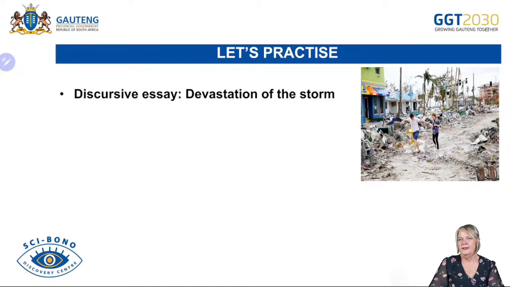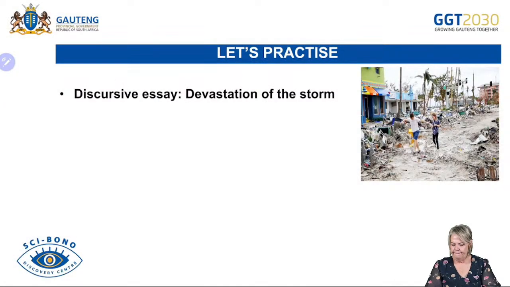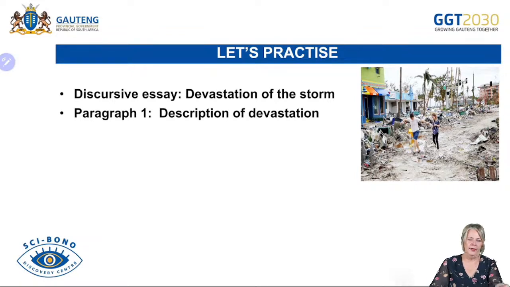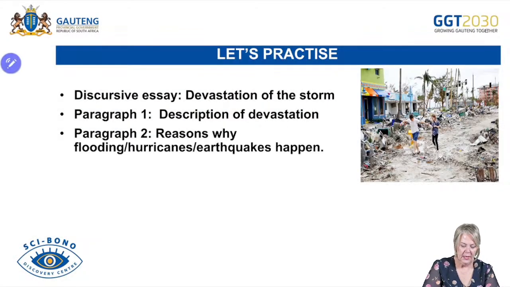So the discursive essay here could be something like the devastation of the storm. Now we've dealt with it. We've talked about the devastation. It might be the, what's that, tsunami that came through that island, and these two kids are the only ones left. But you move it by describing the devastation first of all. And here, obviously, you're going to choose words that create tone and atmosphere because you want to create that tension.